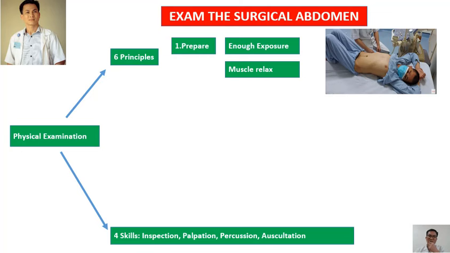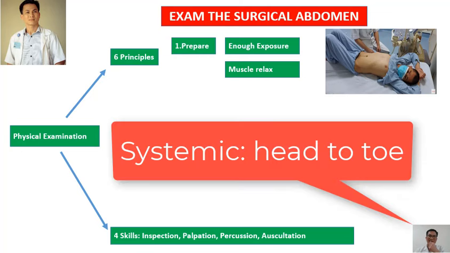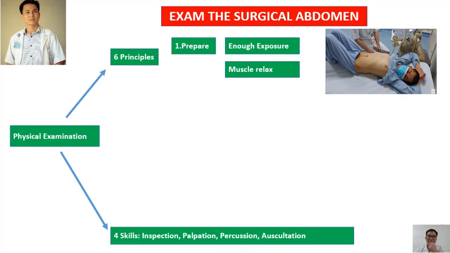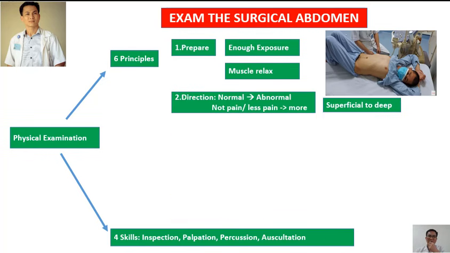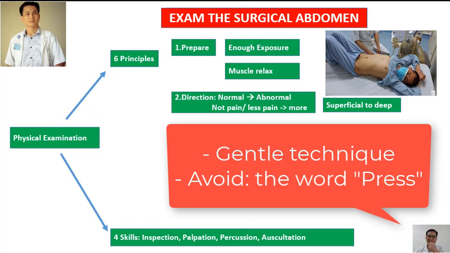Secondly, we talk about the systematic examination. So we should examine the patient from head to toe. We start the examination from the head and proceed systematically to the abdomen. Within the abdomen, begin with the normal area and then move to the painful area, progressing from superficial to deep palpation. Remember, always use a gentle technique. Avoid starting with strong pressure.